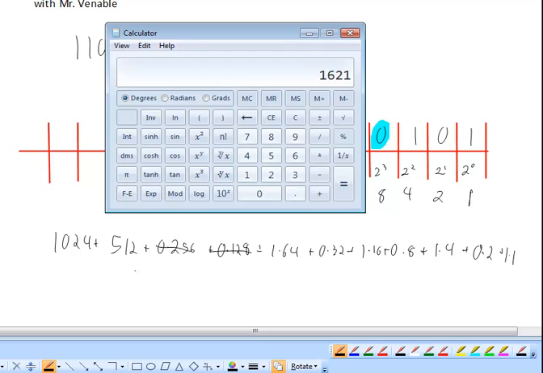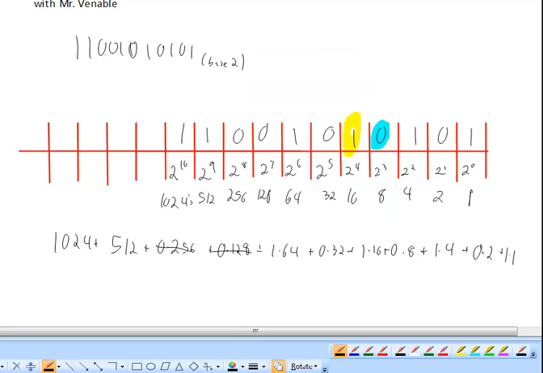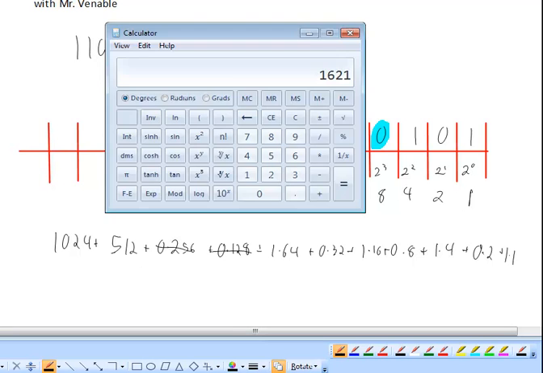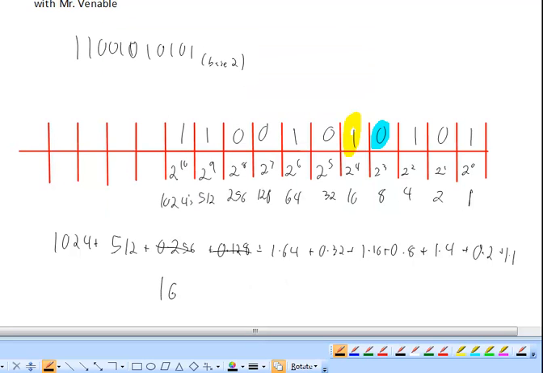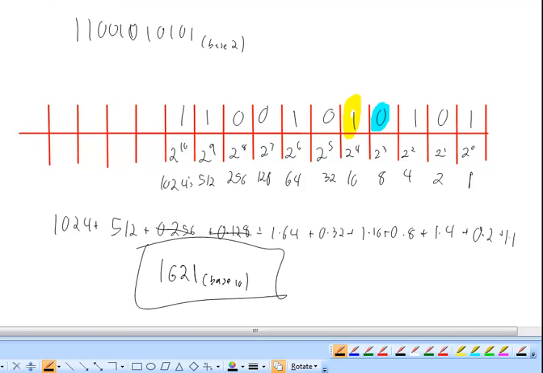So this number is not 11 billion or anything like that. It's actually just the number 1621 as a base 10 number. Someone who knows binary code and sees this string of digits would just instantly read it as 1621, which in our minds is not as clear, because we're so familiar with the base 10 system.